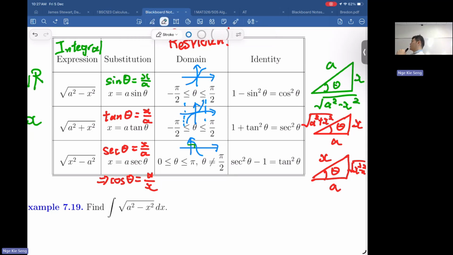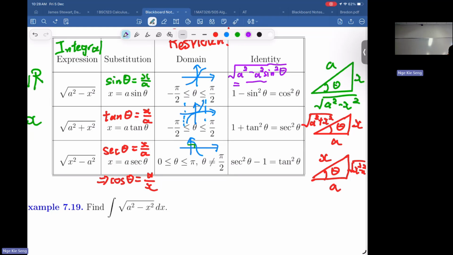These are very useful after you do substitution. Can you imagine how you use it? If you really do substitution into your expression, what do you get for the first one? a squared minus a squared sine squared theta. In this case, what do you get? a squared times 1 minus sine squared theta. So you have combined 1 minus sine squared theta into cos squared theta.